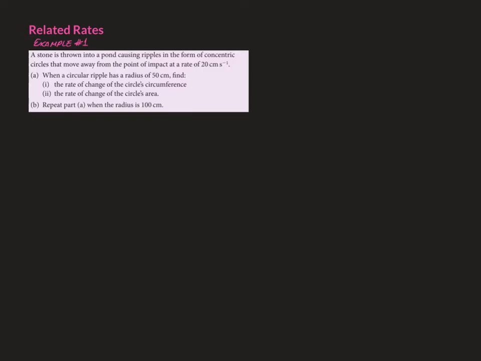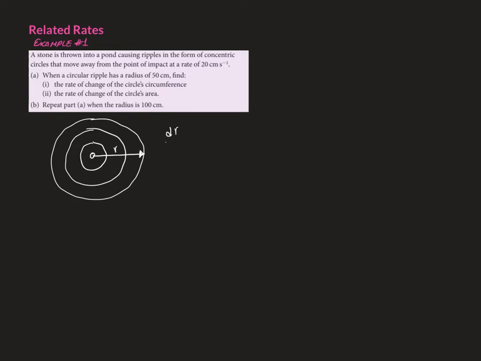Let's illustrate this with the first example. A stone is thrown into a pond, causing ripples in the form of concentric circles. So we have our stone falls into the pond and we get circular waves like this, and the radius of the wave that goes away from the center, let's call that radius r, is changing at a rate, dr/dt, that is given to be 20 centimeters per second.